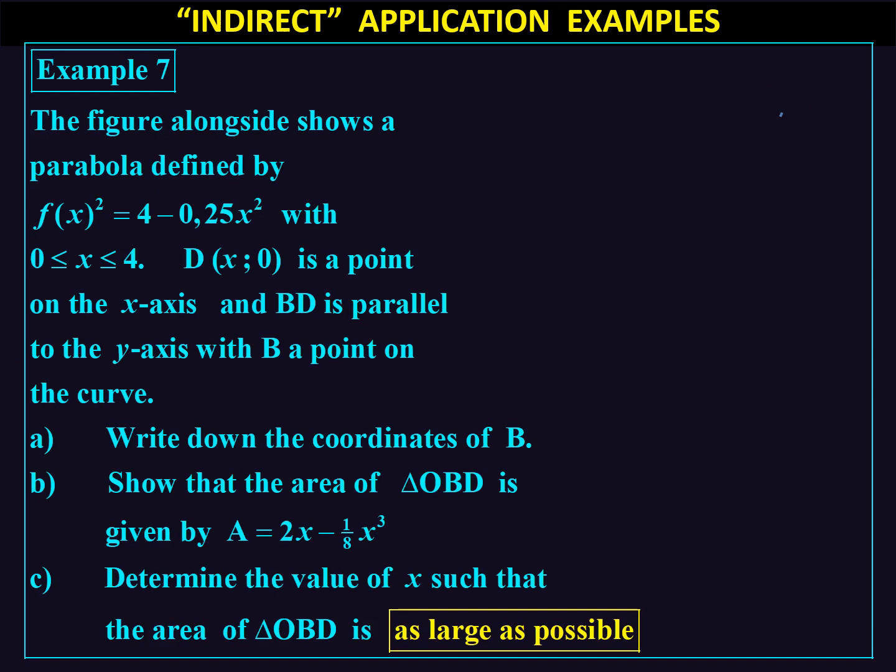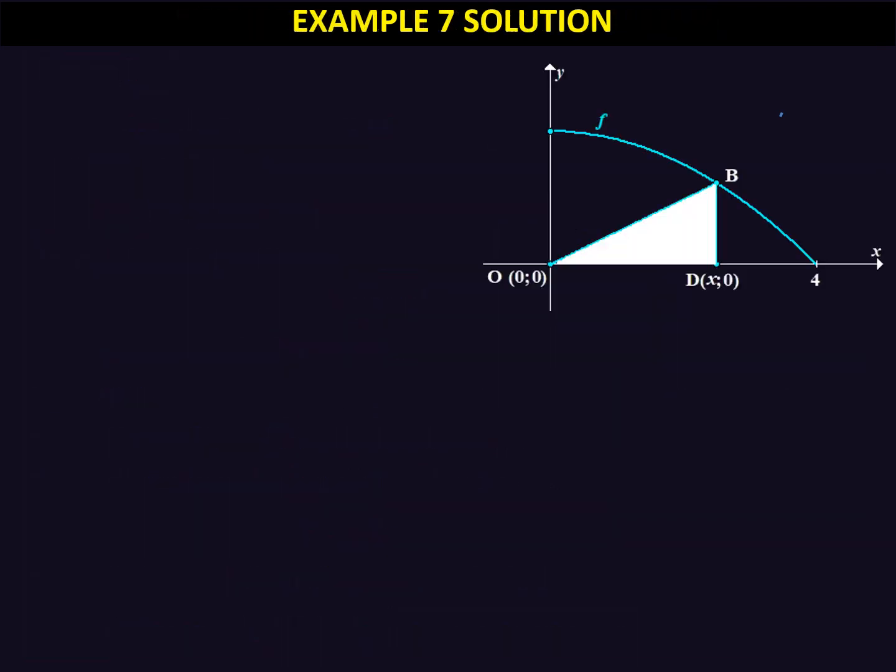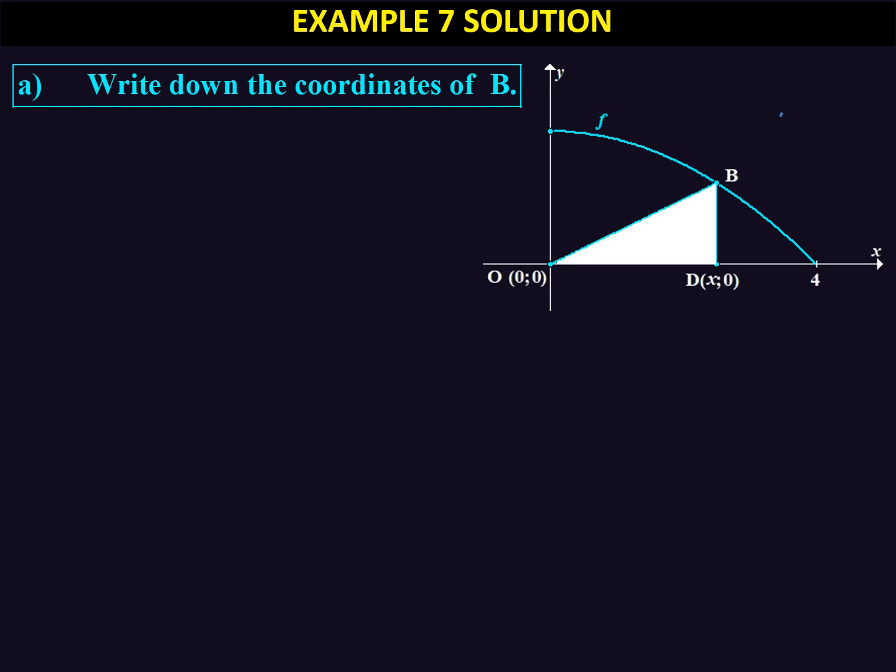The last problem here. We have a figure alongside which shows a parabola. There's the parabola. You see, it's not a complete parabola. We have some restrictions here, some constraints. We only have the parabola drawn from 0 to 4. And there's some questions here. Look at that, there we have the diagram. We want the coordinates of B.